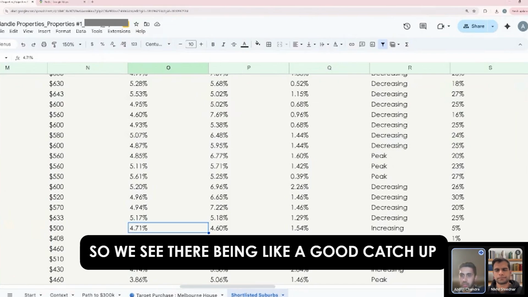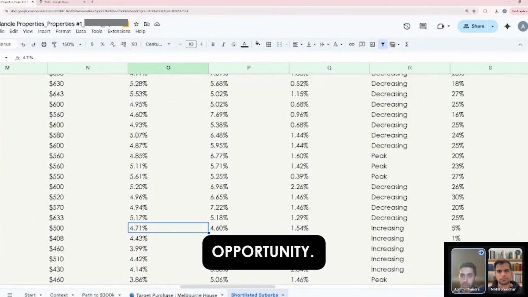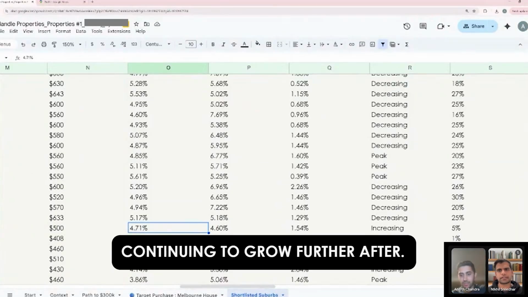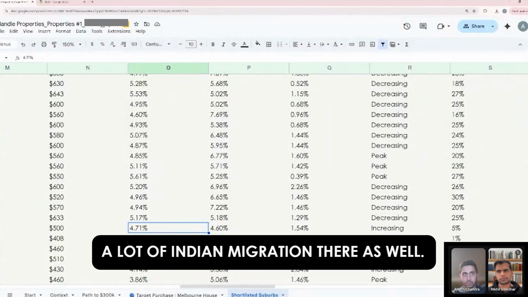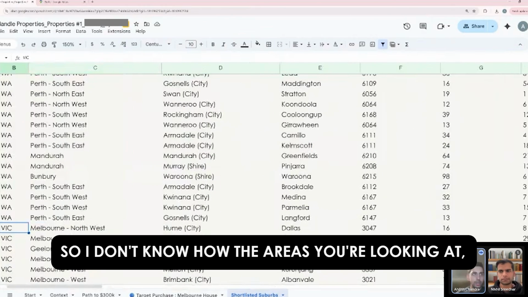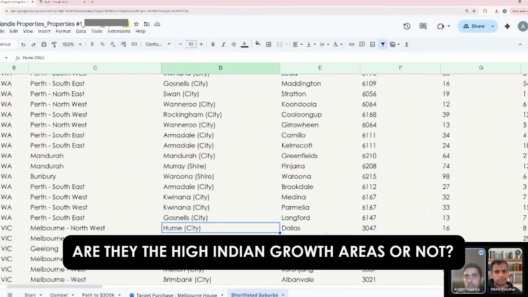So we see there being a good catch-up opportunity. I wouldn't be surprised if the Melbourne market is up like 30 to 50% in the next 3 years, and continuing to grow further after. A lot of Indian migration there as well. So I don't know about the areas you are looking at, are they the high Indian growth areas or not?